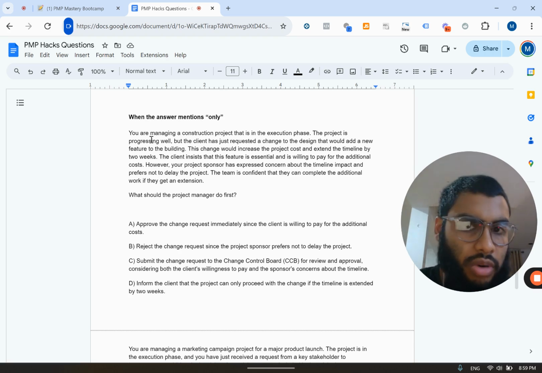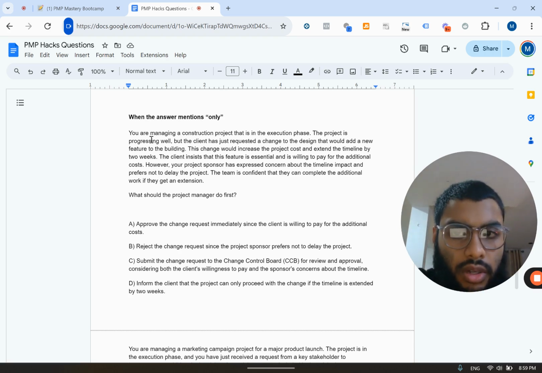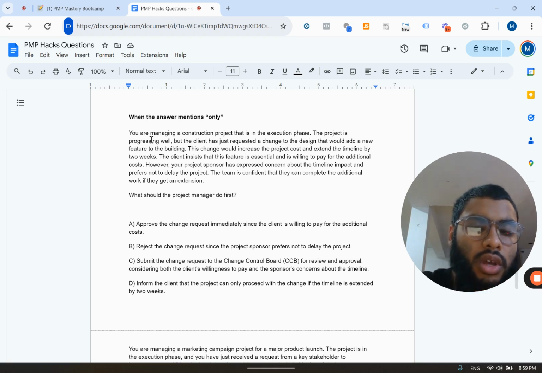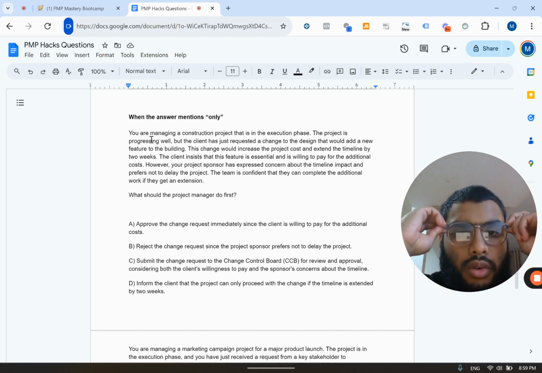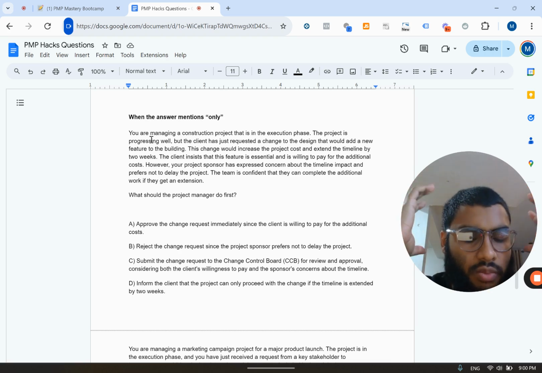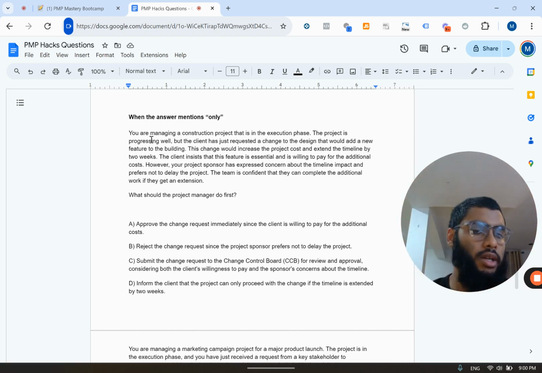You are managing a construction project that is in execution. The project is progressing well, but the client has just requested a change to the design that would add a new feature to the building. This change would increase the project cost and extend the timeline by 2 weeks. The client insists this feature is essential and is willing to pay for the additional costs. However, your project sponsor has expressed concern about the timeline impact and prefers not to delay the project. The team is confident that they can complete the additional work if they get an extension. What should the project manager do first? So you have a whole situation going on here where this client wants to add something new to the project. It's going to increase the timeline and the cost.